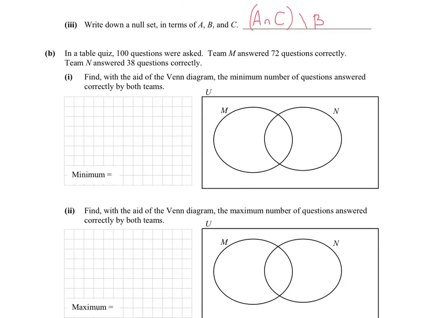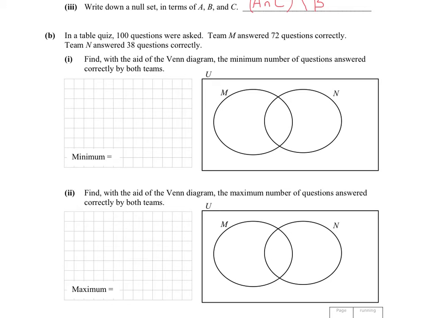Moving on to part B, we're asked to look at a scenario. These questions involve the two sets, M and N, Team M and Team N, and they're talking about a series of questions that were asked and how many were answered correctly. Team M answered 72 correctly, and Team N answered 38 correctly out of the 100 in total that were asked. So we've used that set of information that we've been given.